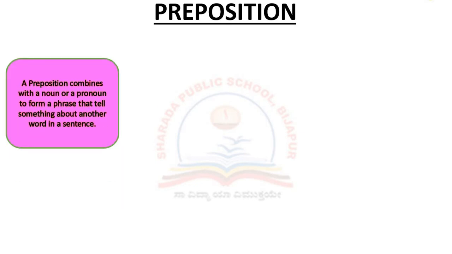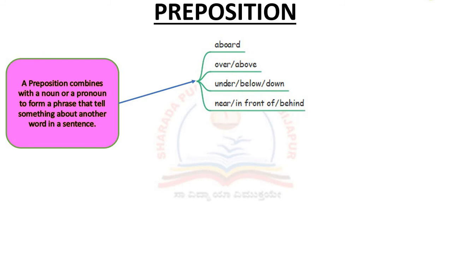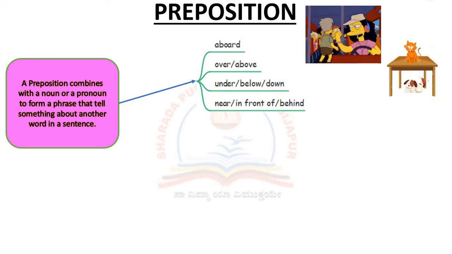A preposition combines with a noun or a pronoun to form a phrase that tells something about another word in a sentence. Let's look at the examples here. These are a few words that let us know what kind of words are prepositions. Aboard, over, above, under, below, down, near, in front of, behind. These words most commonly stand as prepositions in sentences, in whatever situation the noun or pronoun needs them.